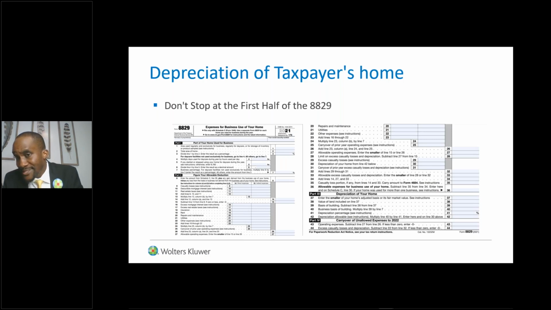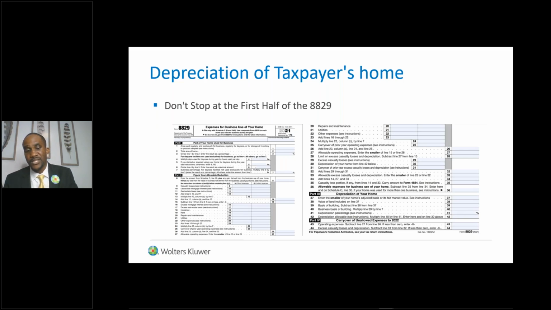Do you plan to sell your home in the next 2 to 3 years, pretty shortly? Do you plan on putting your house up on the market? Because if you depreciate the home, what's going to happen is that you can actually have a capital gain on the sale of your home.